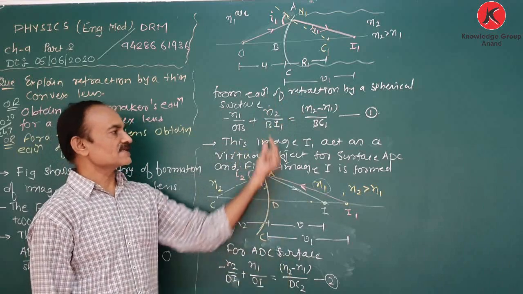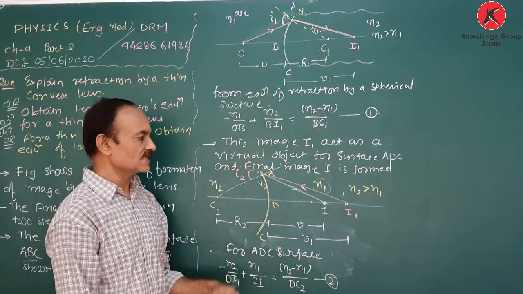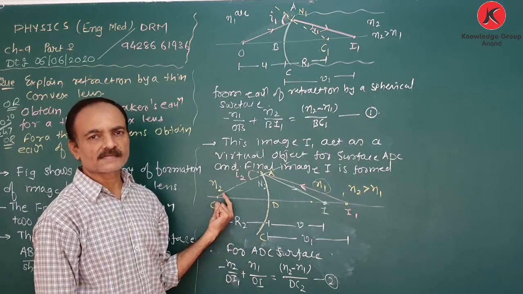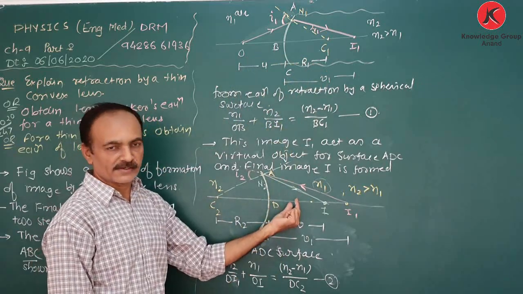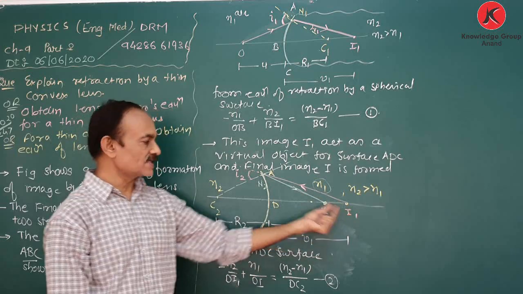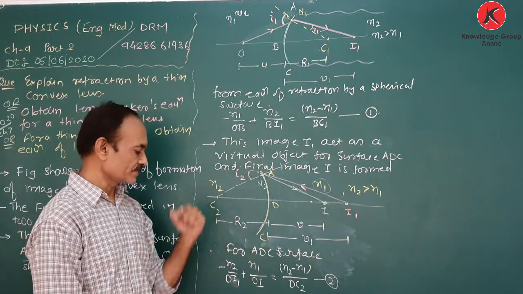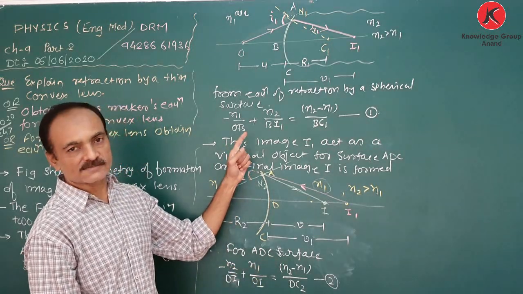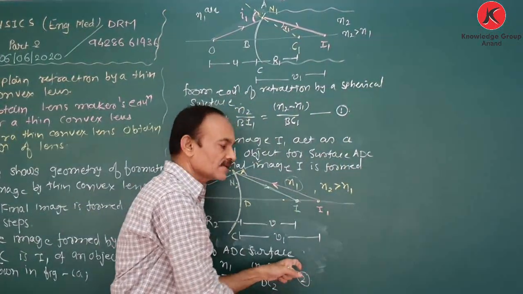Here we have the same equation as for the ABC surface. But here the effective index of the medium is different. Here N1, this side N2, here this side N1, this side N2. Now keep in mind that I1 is not this side, actually I1 is this side. So that is equation 2. And the final image formed by the thin convex lens is shown by the third figure.